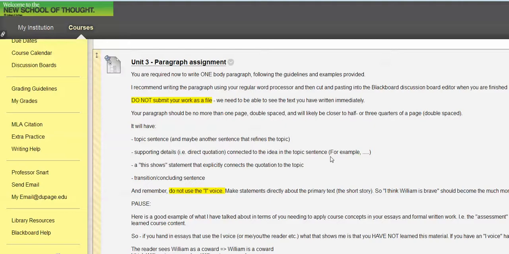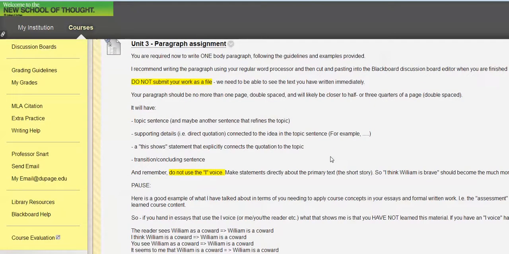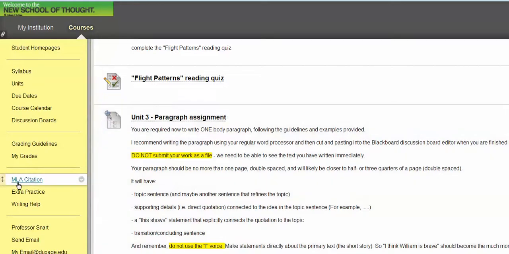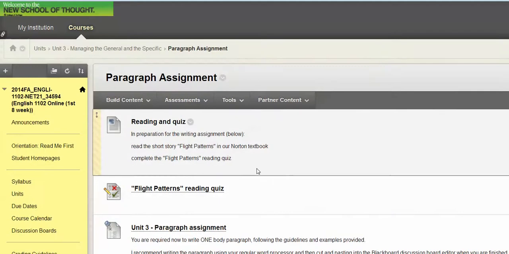So again, I'm looking for the application of that idea, and then also correct citation. Citation in this case is pretty easy. We know the author last name, and we also have page numbers in our book. So you're just following, in some ways, the simplest kind of example in terms of citation.